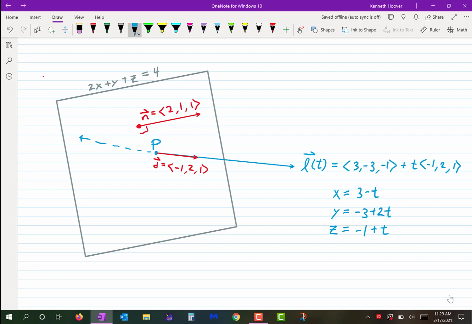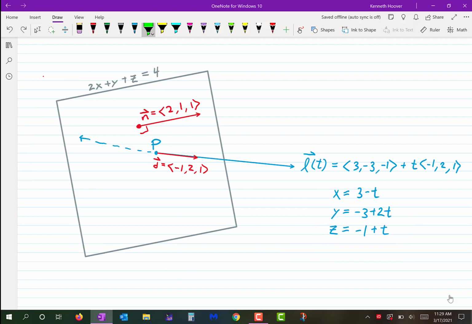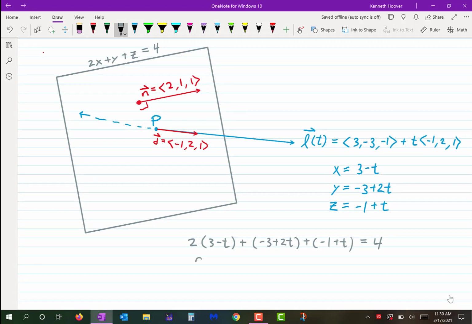It's very easy. And what we'll do is we'll just take those and plug them into here. Okay? And that'll give us 2 times (3 minus t) plus (-3 plus 2t) plus (-1 plus t) equals 4. Now you can probably finish on your own. It's easy now, right? You got 6 minus 2t minus 3 plus 2t minus 1 plus t equals 4, which is t plus 2 equals 4. So t equals 2.